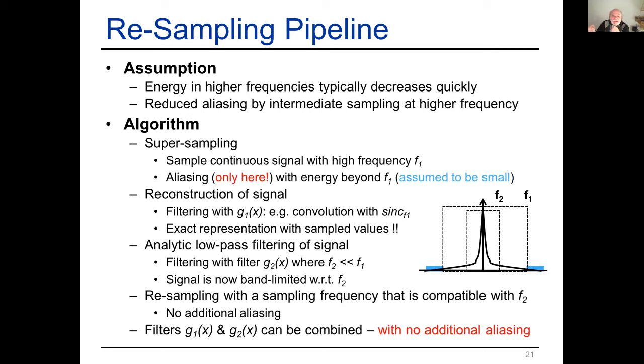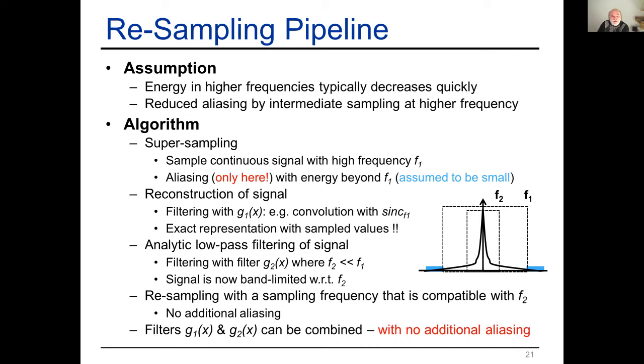I can reconstruct a signal based on the samples that I've taken. So I reconstruct a continuous function G1 out of the samples taken with frequency f1. We have to do this, for instance, with a convolution with a sinc function with respect to f1. Again, we might not be able to do this perfectly, but let's assume we can do it reasonably well. So hopefully we have made a small reconstruction error, and now we have an analog representation, a continuous function G1.